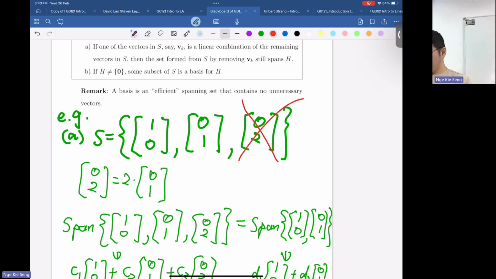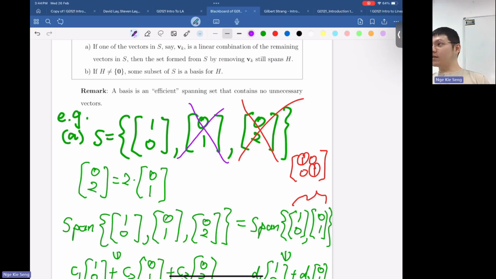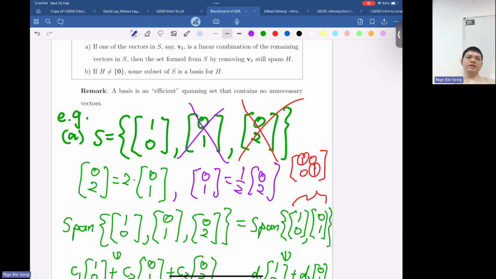If I throw away 0, 2, we can check that these two actually span and they are linearly independent. How to check linear independence? You just form the matrix and then check that there is a pivot in every column. Actually, there's a second choice, right? Instead of throwing 0, 2, I can also throw 0, 1, because I can always write 0, 1 as a half of 0, 2. So there's a choice here.